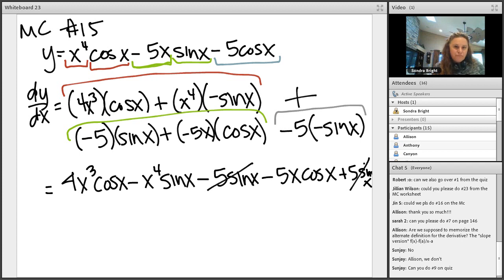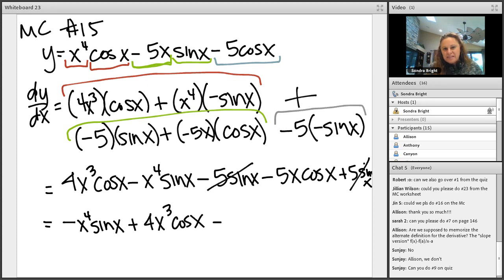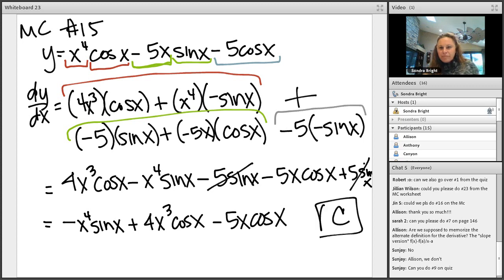Okay, and so what did they do? They threw the algebraic parts in that order. So they went negative x to the 4th sine of x, and no, I don't care if you rearrange them like this. And then they wrote the plus 4x cubed cosine of x, and then they wrote the minus 5x times cosine of x, and that was C. Okay, so it was number 7 on page 146.